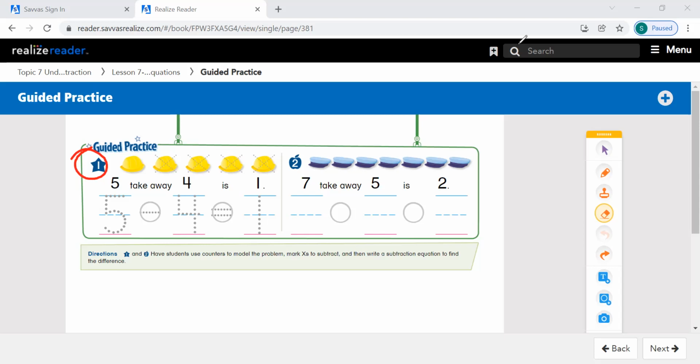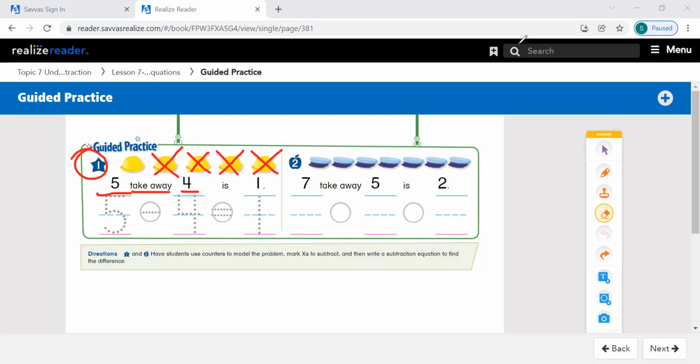All right, so let's look at number 1. We have 5 hats, 5 yellow hats. Take away 4. So 5 in all. Take away or subtract 4. So when it says take away, that means subtract. We are going to mark X's on 4. 1, 2, 3, 4. So we took away 4 hats. 5 take away 4 is 1.